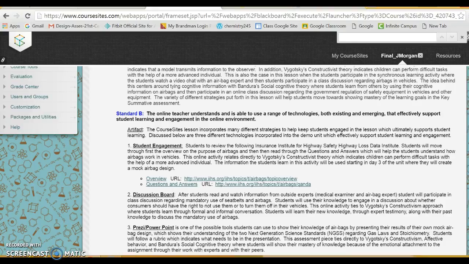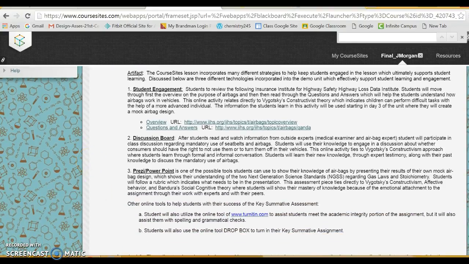And the last strategy that we're going to be incorporating is the Prezi PowerPoint. It's one of the possible tools students can use to show their knowledge of airbags by presenting the results in their own mock airbag design. And so they'll be using this kind of presentation. They'll be following a rubric. They get some choice whether or not they want to do it through a PowerPoint or Prezi or through a paper abstract, more written abstract, but it has to contain the same thing. And this shows their mastery of knowledge because of the emotional attachment they have to the assignment and their work.